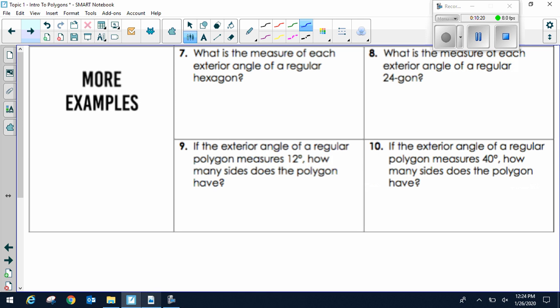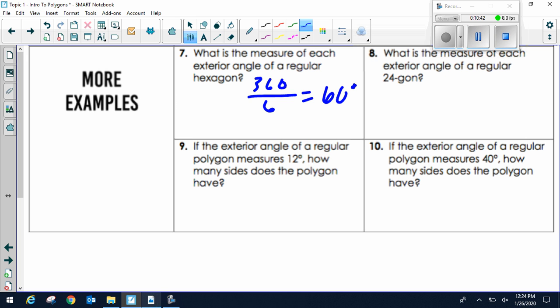It says, what is the measure of each exterior angle of a regular hexagon? Well, if I know that the sum of them adds up to 360, we're going to divide that by the number of sides. The hexagon has 6 sides. So that means that each one is going to equal 60 degrees.